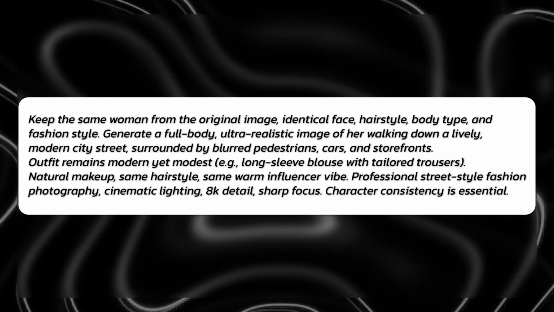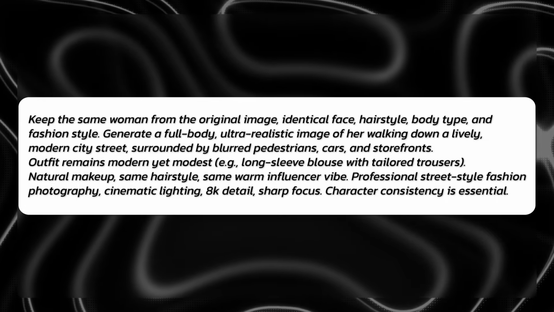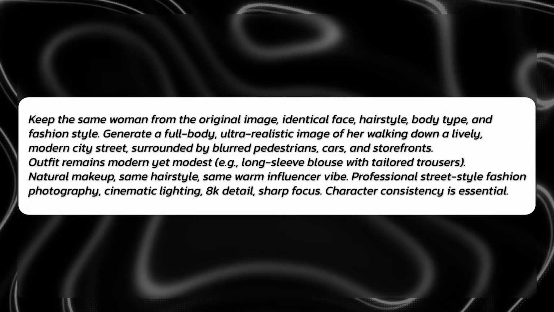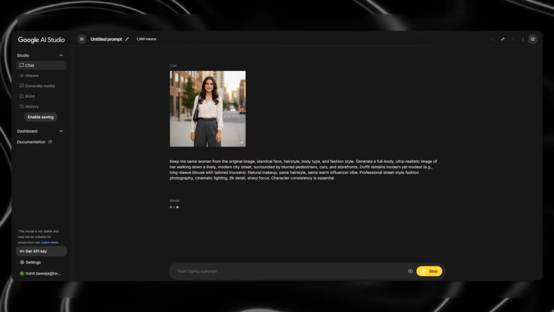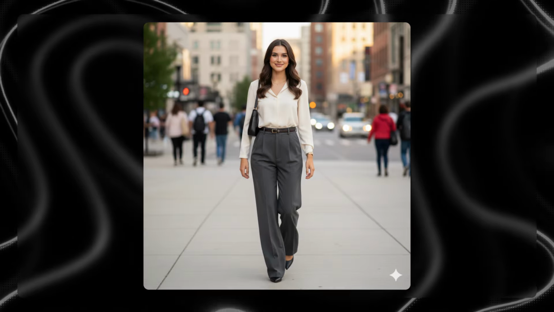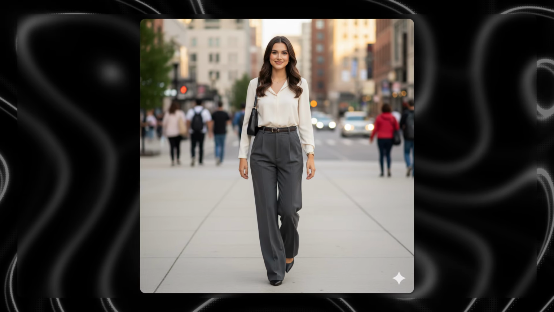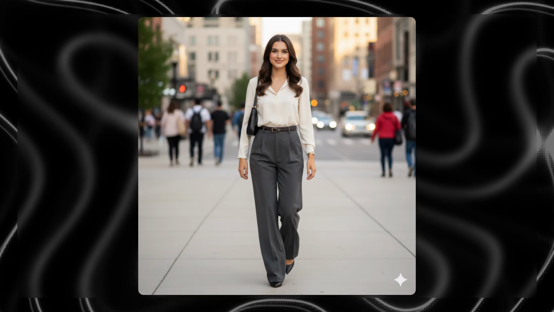I've provided this prompt, which contains all the specifications I described earlier. You'll find all these prompts in the file description. Now we have the final image, which we'll use in a professional long influencer video. This image is in square format, but we can't use it for a long format video.